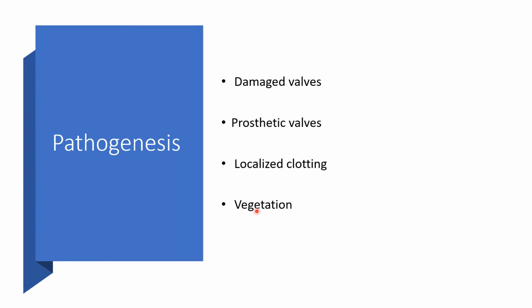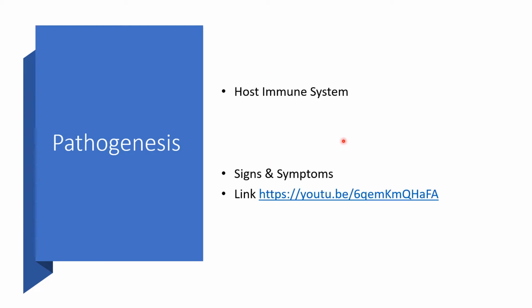But if the host immune system is strong enough, it will fight off the vegetation, and there won't be signs and symptoms. If the host immune system is not strong enough or is overpowered, then we are left with signs and symptoms of infective endocarditis. Like I've said, the host immune system will determine whether or not we'll have signs and symptoms.